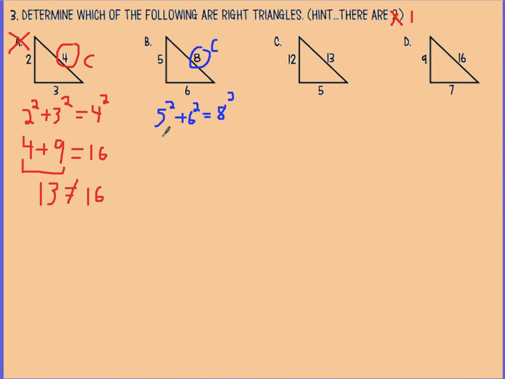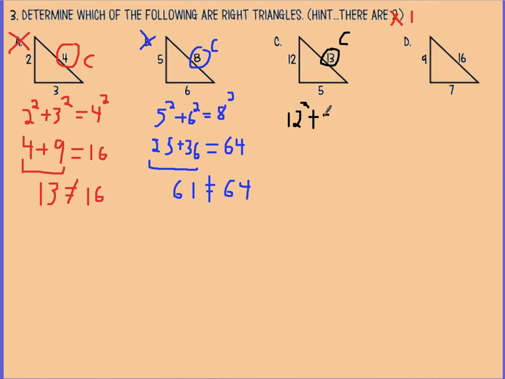If you need to use your calculator for these, you definitely can. So 25 plus 36. Does that equal 64? Well, if we do 25 plus 36, we actually get 61. So 61 is not the same as 64, so that's not a right triangle either. But again, we're still showing our work for these. Let's try the next one. 13 is the longest side, so that could be C. So let's do 12 squared plus 5 squared. Does that equal 13 squared?